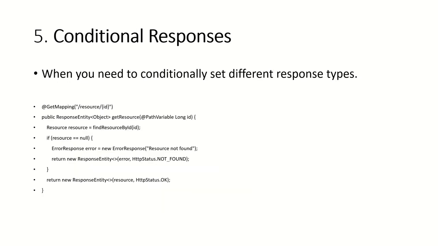Going to the next slide, these are the conditional responses, when you need to conditionally set a different response type. So let's say you find the resource, and if the resource is null, you want to create an error message for that, and then you want to send that error as a response, and status is not found. Then you can also do those things here.